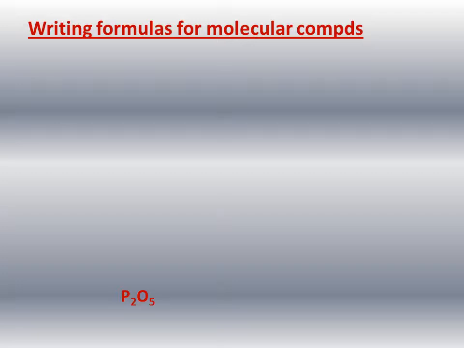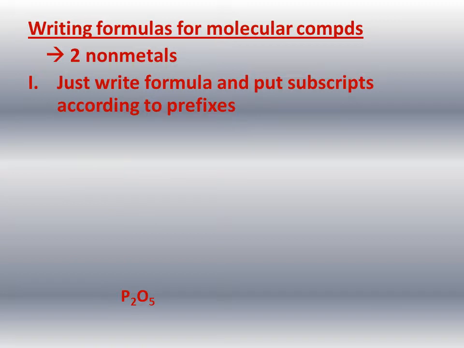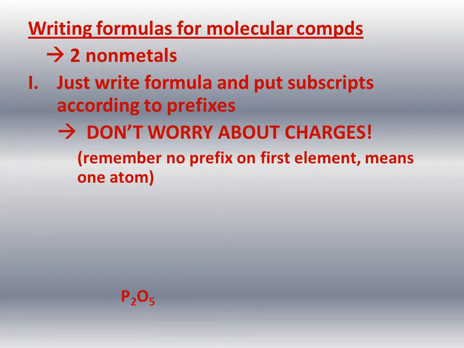So how do you write formulas for these molecular compounds? Again, we're using two nonmetals. You just write the formula and put the subscripts according to the prefix, so it makes it really easy for you. Don't worry about the charges. When you're dealing with two nonmetals, you can't get two negatives to be a zero, so you don't worry about charges. You just write the subscript according to the prefix. And remember, if there's no prefix on the first element, it means there's one atom.